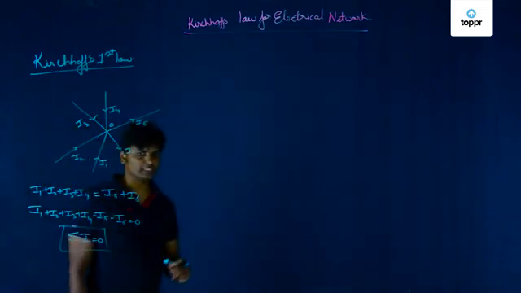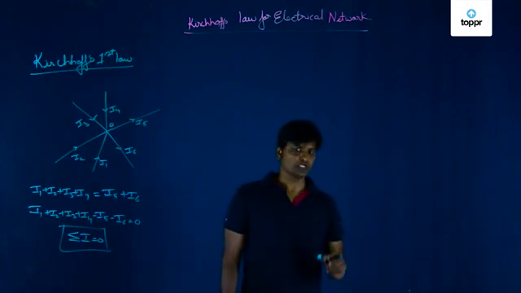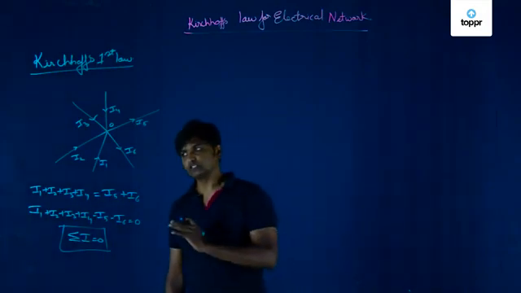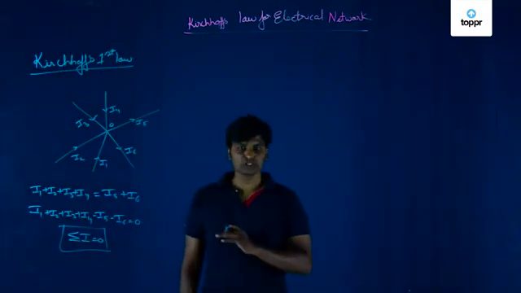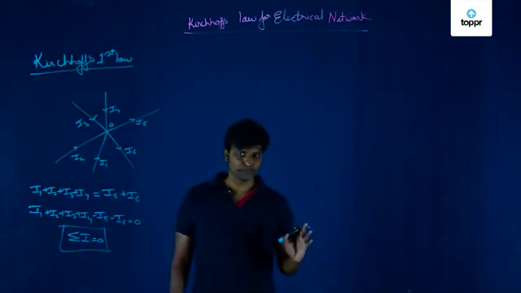So Kirchhoff's first law says that the summation of the current at a particular junction is equal to 0, or we can say that the amount of current moving towards the junction is equal to the amount of current moving away from the junction.